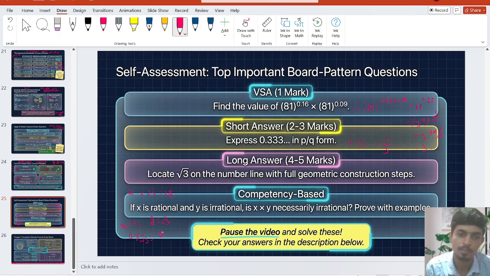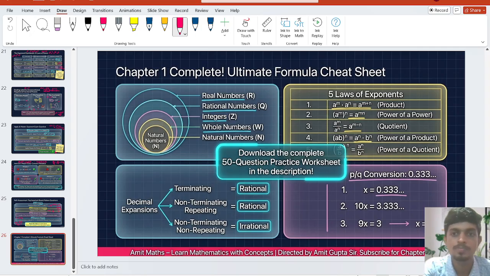It can be proved with examples. If we say x is a non-zero rational, then we can say that x into y is irrational. I hope it is clear to you, and you can check it from your sites. And solve these concepts.